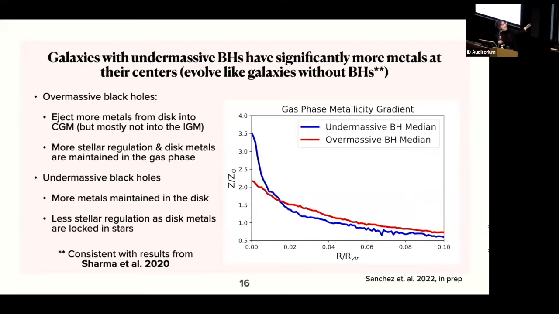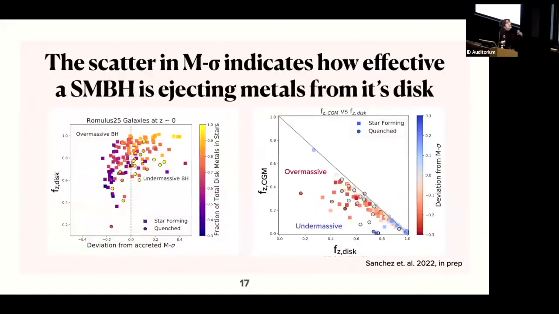And you find in the case with the undermassive black holes in blue, you get this buildup of metals in the center. And remember, the galaxies with undermassive black holes are also the ones that have most of their metals locked in stars, and yet they still have in the gas phase this buildup of metals compared to the flatter profile that you see in the galaxies with overmassive black holes. And so what we find is that the scatter in M sigma appears to indicate how effective a supermassive black hole might be in ejecting metals from its disk, which is pretty cool.